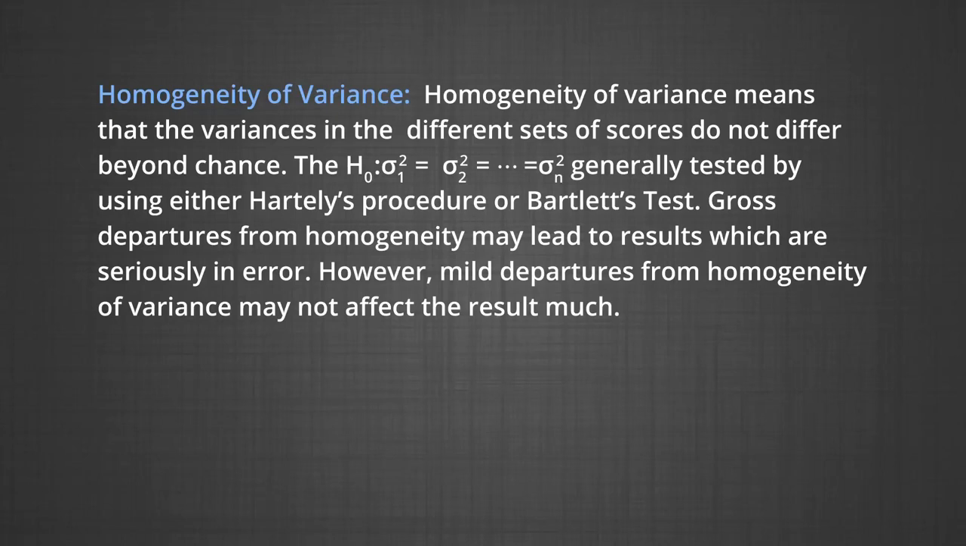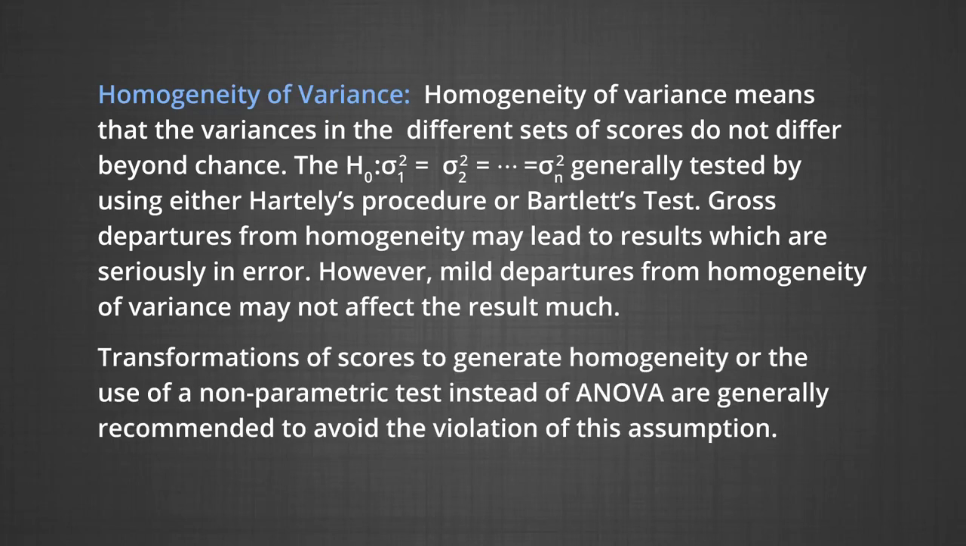Number two, homogeneity of variance. Homogeneity of variance means that the variances in the different sets of scores do not differ beyond chance. The H0, variance 1 equals variance 2 equals ... equals variance k, is generally tested by using either Hartley's procedure or Bartlett's test. Gross departures from homogeneity may lead to results which are seriously in error. However, mild departures from homogeneity of variance may not affect the results much. Transformation of scores to generate homogeneity, or the use of a non-parametric test instead of ANOVA, are generally recommended to avoid the violation of these assumptions.